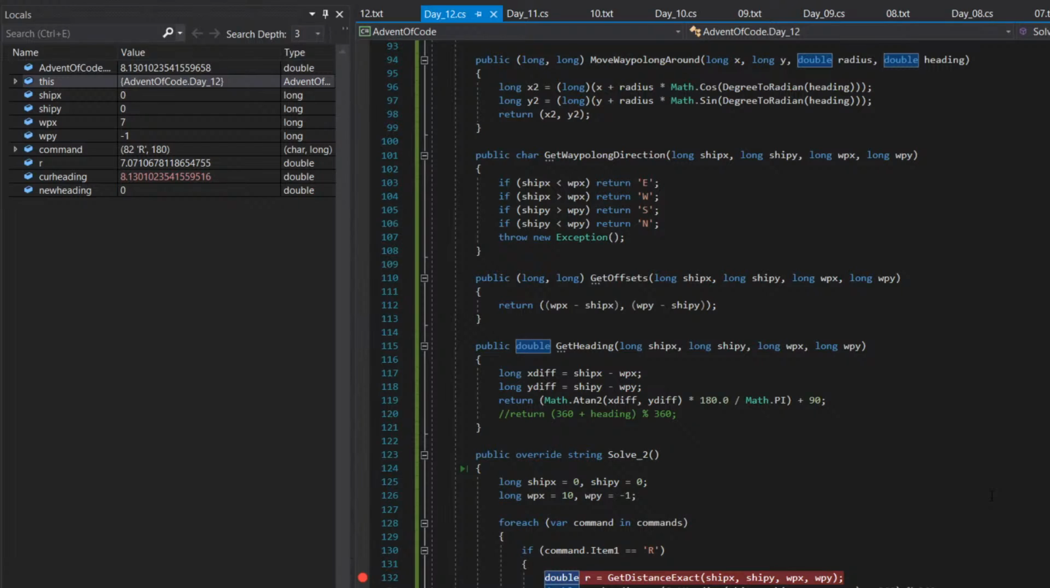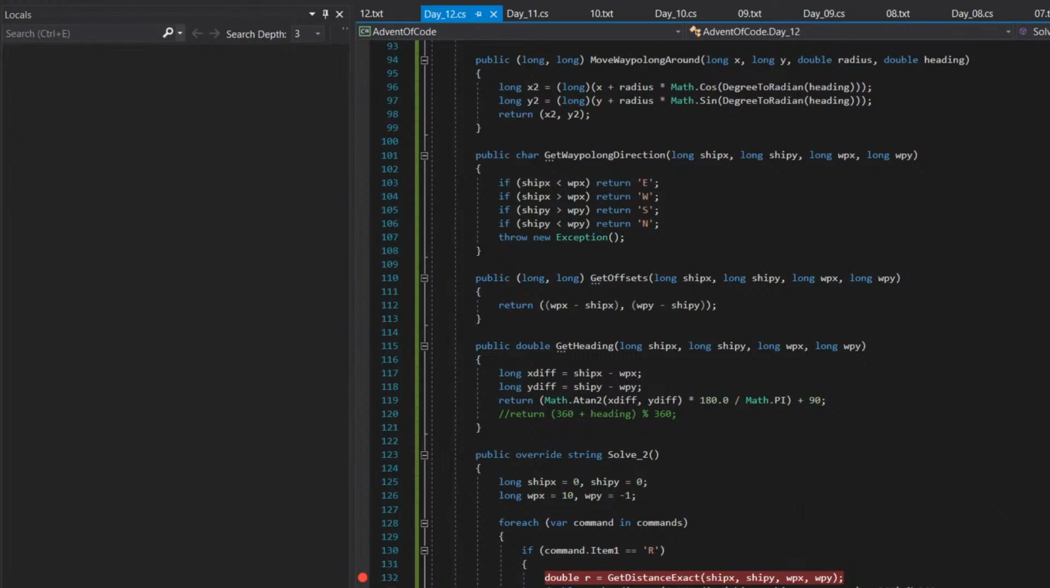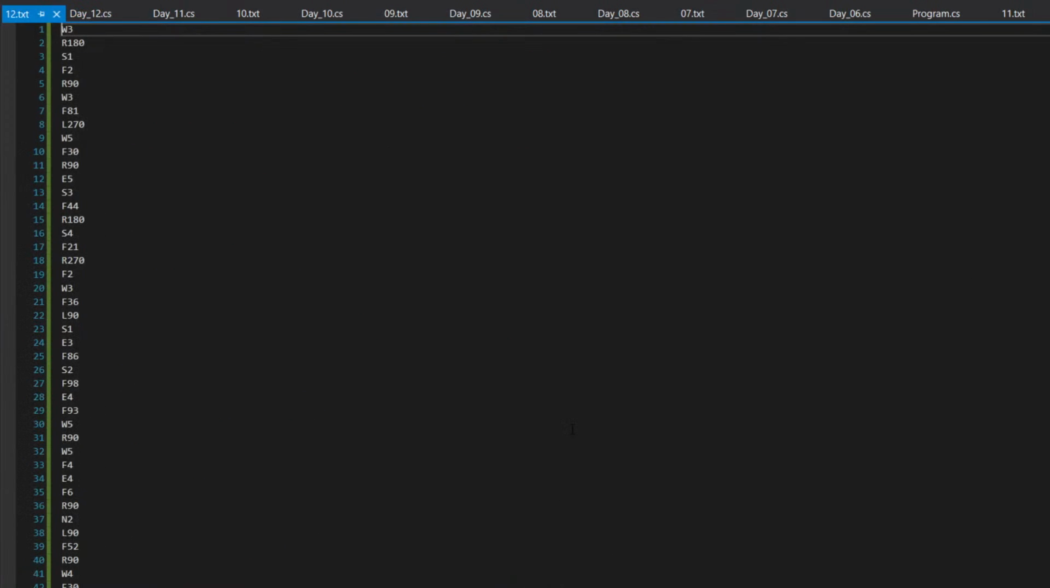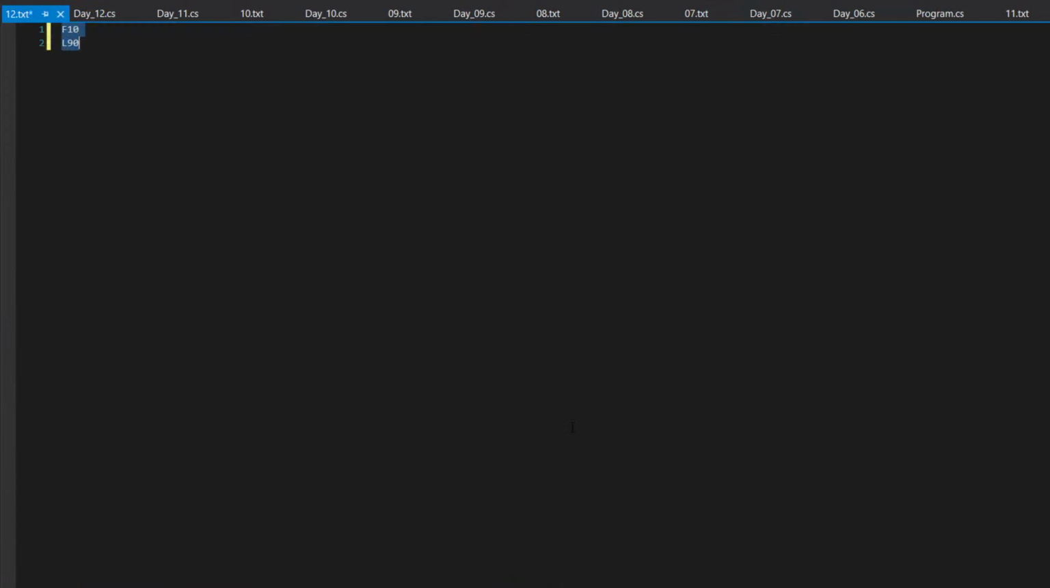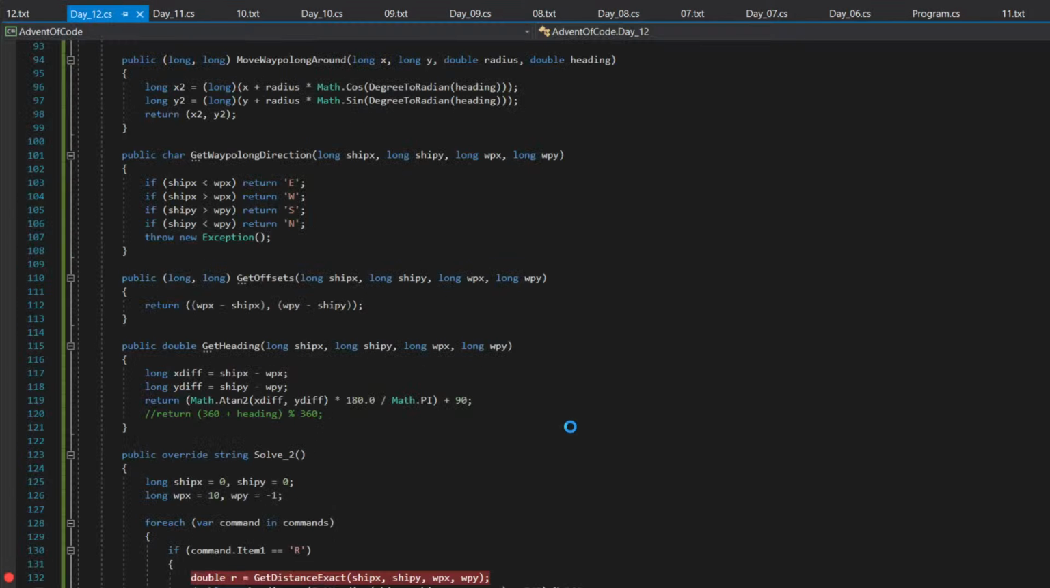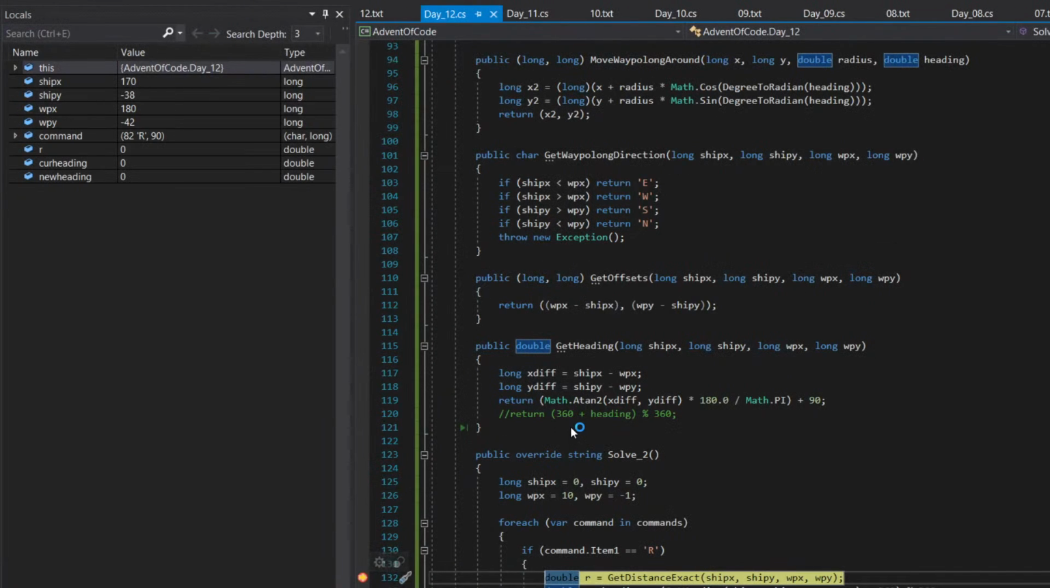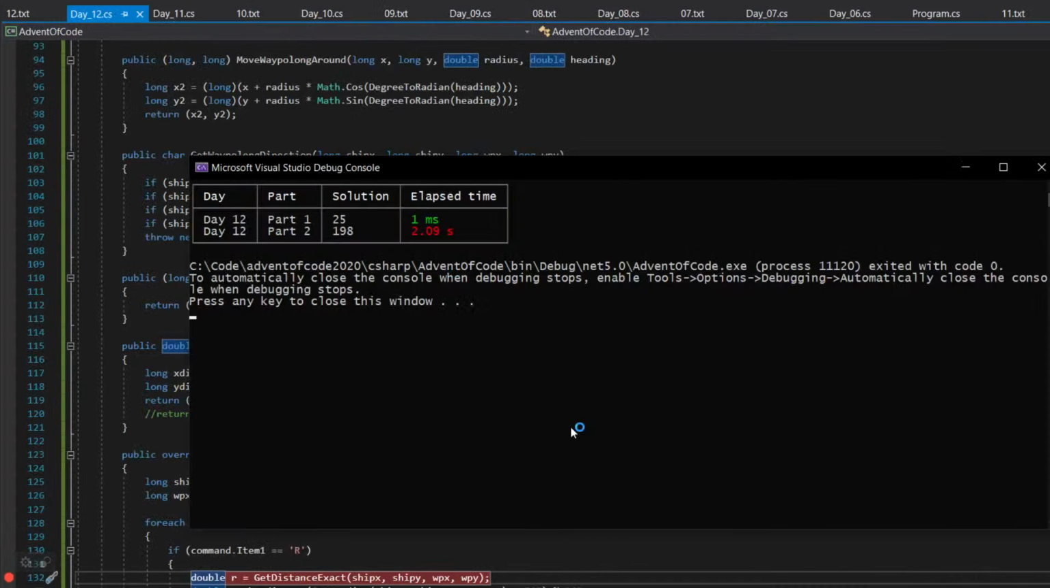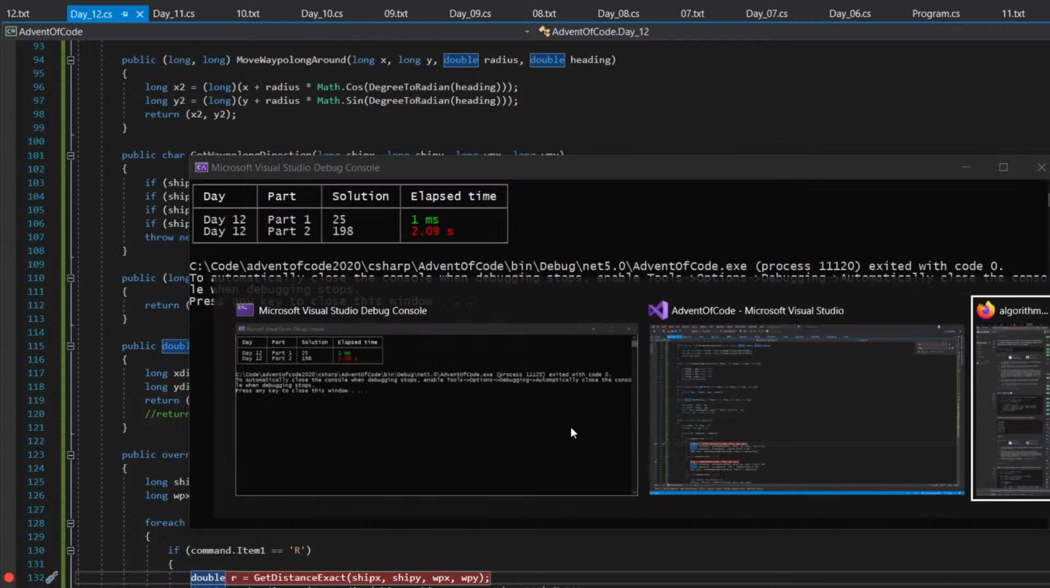Current heading is 8, which is right. It's just that's slightly below east. New heading 180. And we've flipped. Okay, that looks a lot more better. Let's get our test data back. $198.